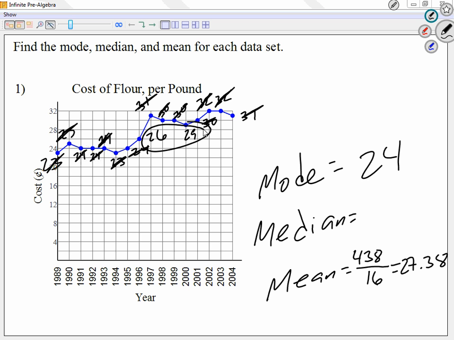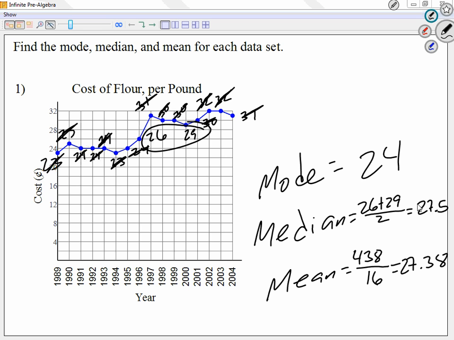This case, I'm left with 2 numbers. If at the end I have 1 number, then obviously that's the median. But since I have 2 numbers, I have to add them, 26 plus 29, and divide it by 2. Basically do the mean of the 2 numbers. I just added 26 plus 29 divided by 2, and it gave me 27.5.